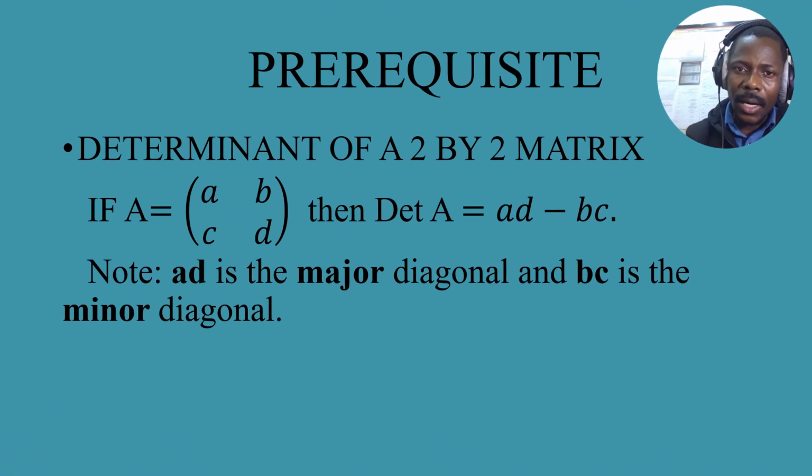Before we go on to look at the exam questions, let's remind ourselves about the determinant of a 2 by 2 matrix, because this is very important. If A is a matrix, then det A is equal to AD minus BC. That simply means AD, the elements in the major diagonal, minus BC, the elements in the minor diagonal. Okay, so let's proceed.